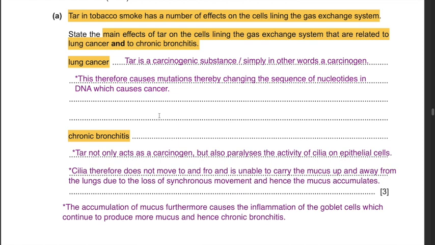And that is how you explain the effects of tar on the cells lining the gas exchange system. In other words, the epithelial cells. Writing these points would earn you full 3 marks.